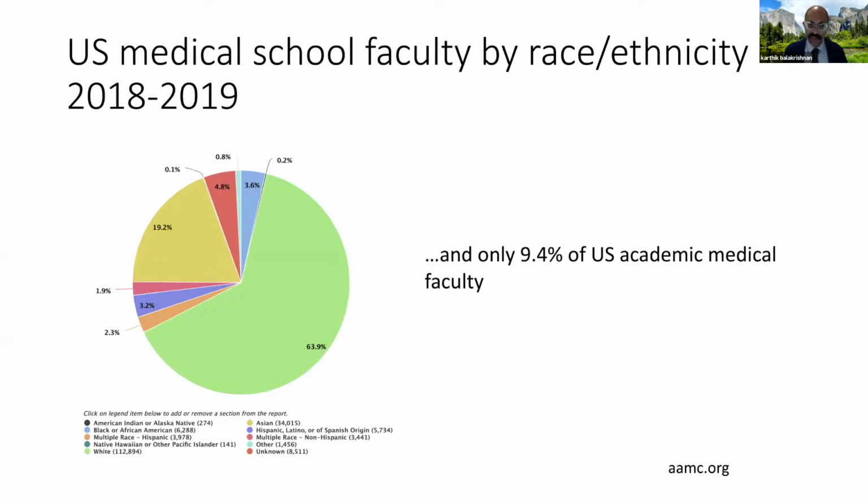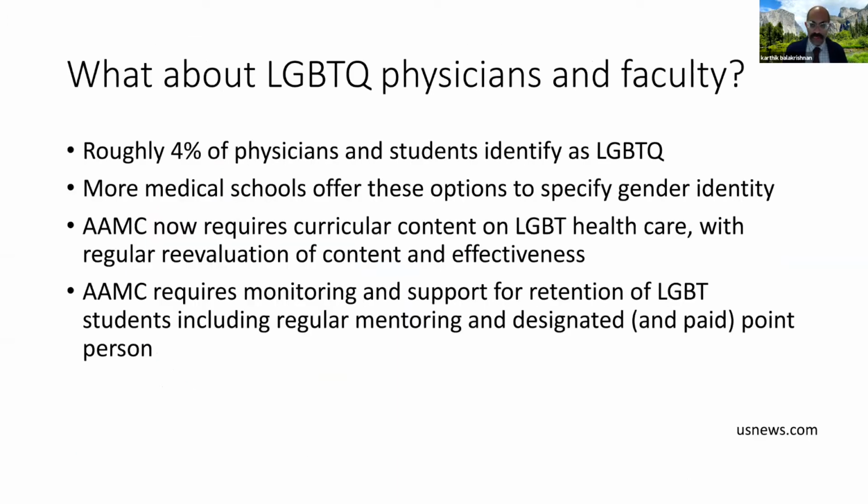How about faculty at US medical schools? Either physician or scientist faculty at US medical schools, less than 10% are underrepresented minorities. So even less represented there. What about LGBTQ physicians? So lesbian, gay, bisexual, transgender, and queer physicians and faculty at medical schools. Roughly 4% of physicians and students identify as LGBTQ. That is probably under-detecting, but more and more medical schools are offering these options for people to specify their gender identity, so we should hopefully have better data over time.